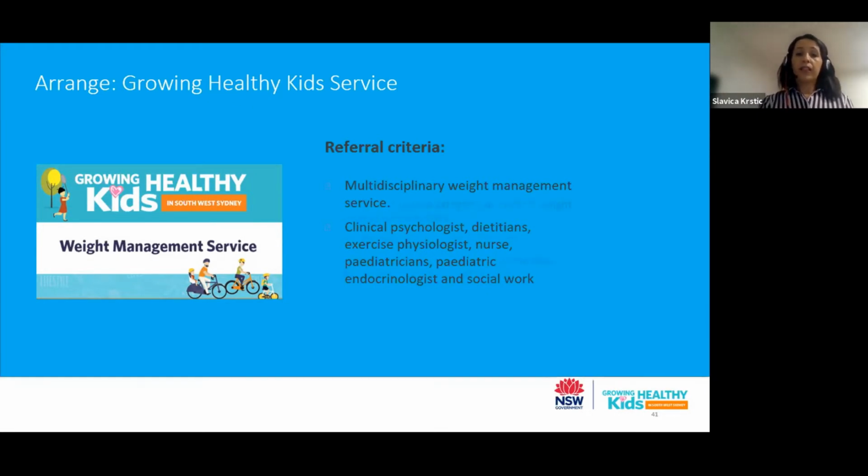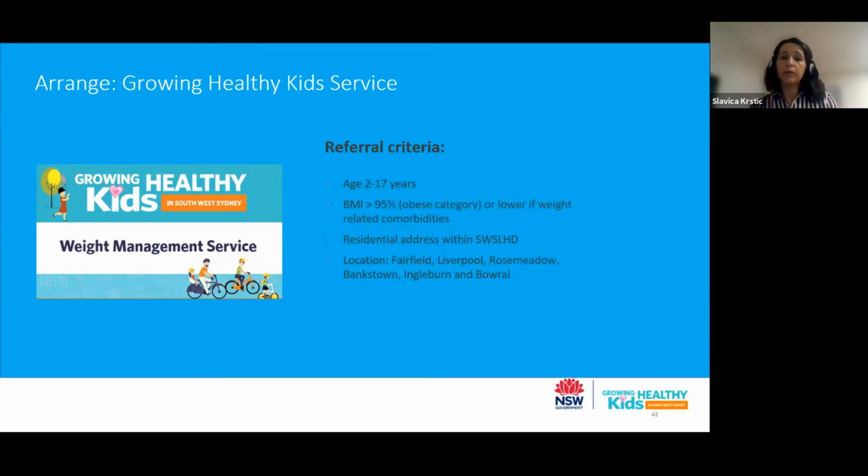So to refer to us, the child needs to be between age 2 to 17, but must be in that red zone on that BMI chart, or it can be lower if you identify any weight-related comorbidities. Another criterion is that they must have a residential address within our district, and the service is located across the district. So we have clinics at Fairfield, Liverpool, Rosemeadow, Bankstown, Ingleburn, and Burrell as well.